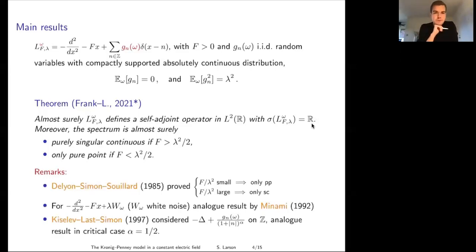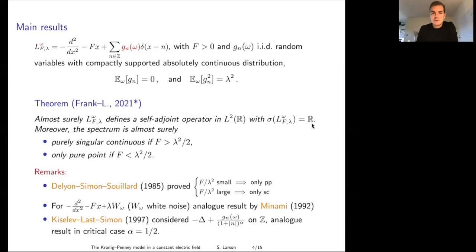This refines results proved by Delyon, Simon, and Souillard in '85, who studied the same model, possibly with slightly different assumptions on the randomness than we have. But what they proved is that you have this kind of spectral transition from pure point to singular continuous spectrum when f over lambda squared goes from being small to being large. They did not have a precise transition, or they didn't even know that there was a precise transition. They only knew that for non-explicitly small enough f over lambda squared, you have pure point, and similarly, if it was large enough, you had singular continuous spectrum.